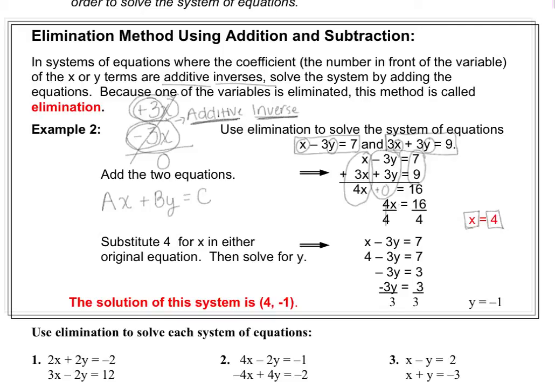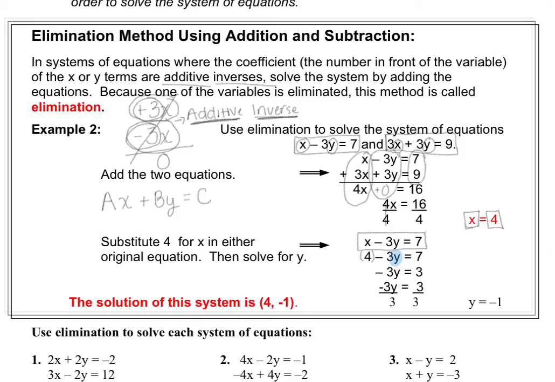So they went back and substituted 4 for x in one of the original equations and solved for y. In this case, they used the first one, x minus 3y equals 7, and they substituted my x with 4, and everything else is written the same, so 4 minus 3y equals 7. And we always want to isolate my variable, isolate my y. So they first got rid of what's furthest from the y, which is that 4.